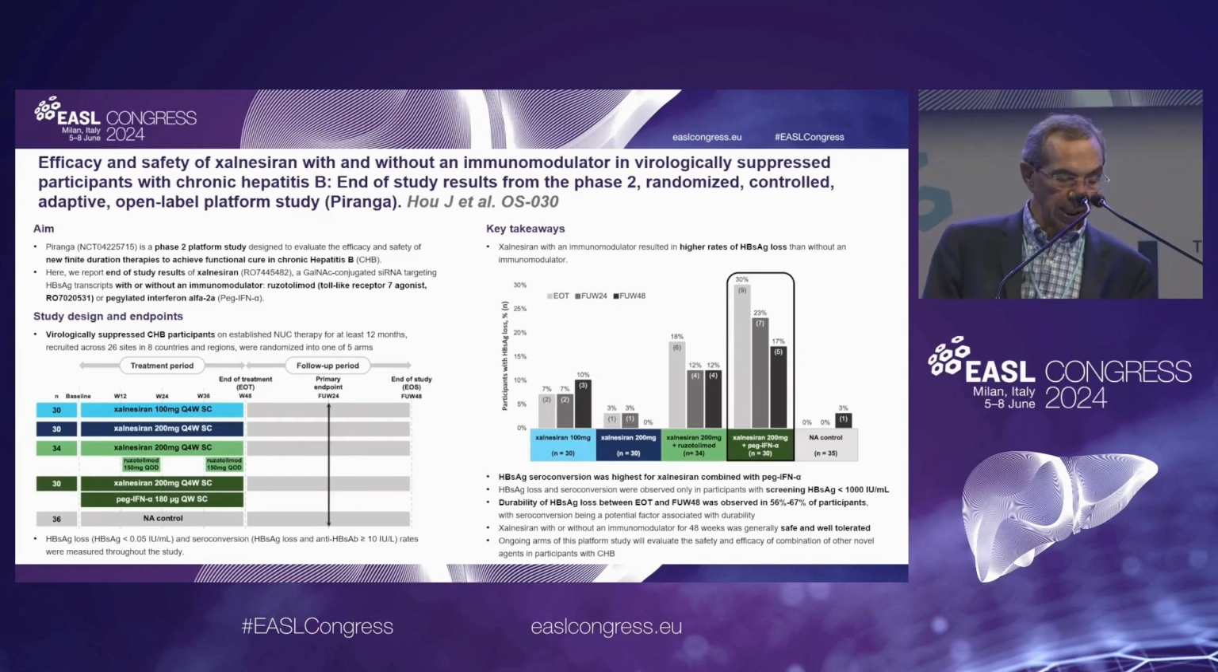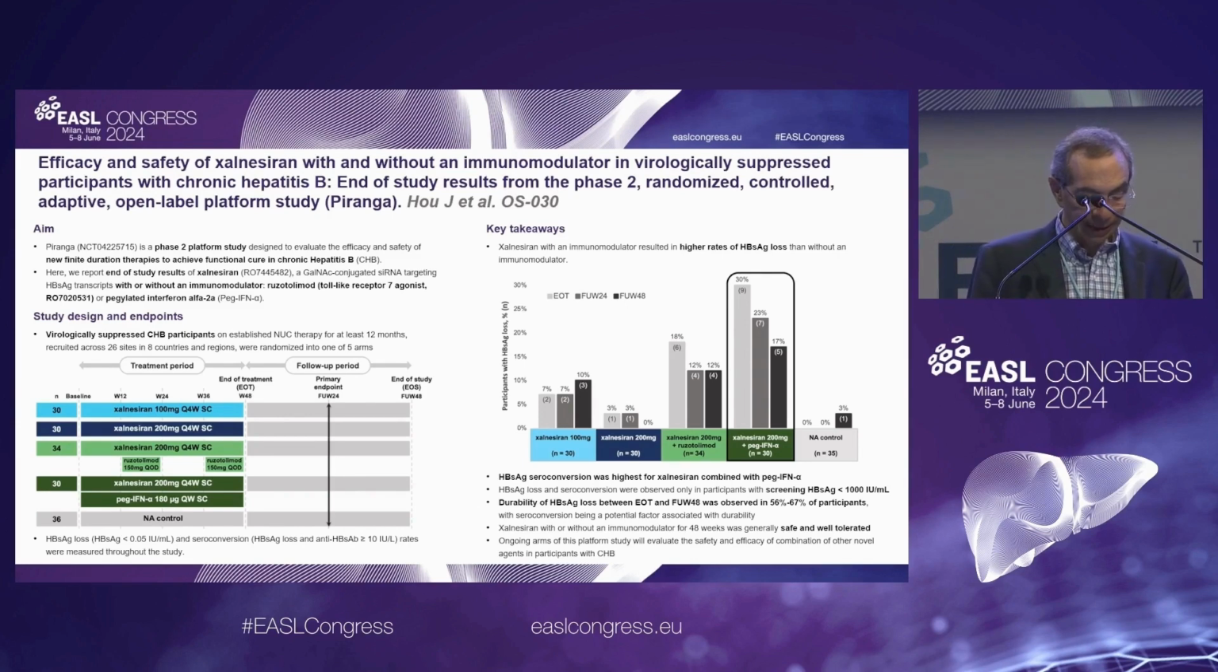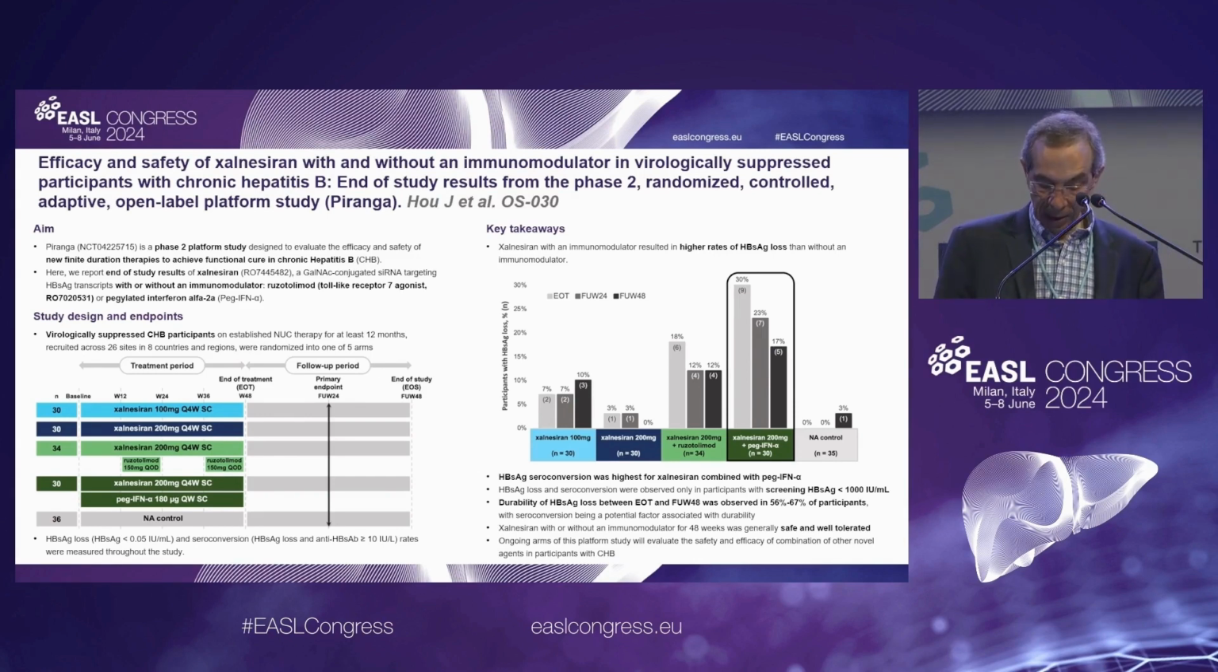Another very interesting study of combination with siRNA is zalnesiran with or without an immune modulator, either a TLR7 agonist, risotolimod, or pegylated interferon, a phase 2 randomized controlled study in the Piranga open-label platform presented by Dr. Wu and colleagues. This study showed that HBs loss could be obtained even after 48 weeks of follow-up in patients with zalnesiran alone or a combination with risotolimod or with pegylated interferon, but the rate of HBs seroconversion was highest in patients who received zalnesiran combined with pegylated interferon. So here we start to see potential for functional cure.